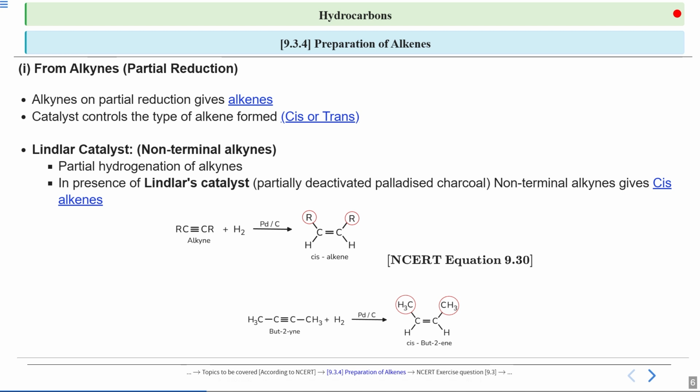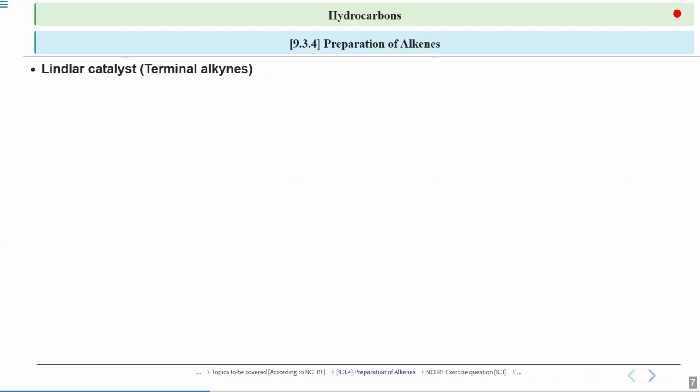So this is our next example, where the reduction of but-2-yne is done with the Lindlar catalyst. So it results in the formation of cis-but-2-ene, where we find both CH3 groups are on one side and both hydrogen atoms are on the other side. Therefore, this given structure is of cis type.